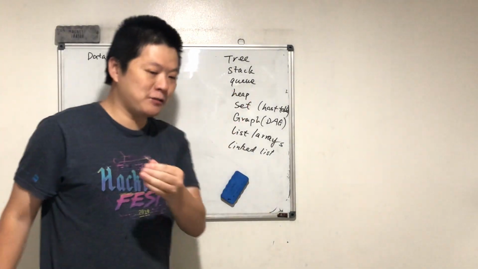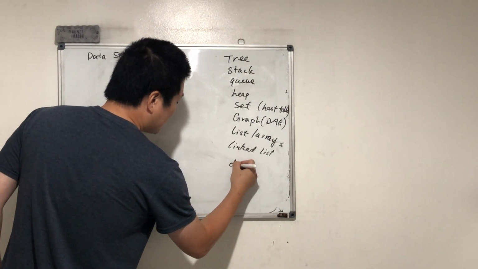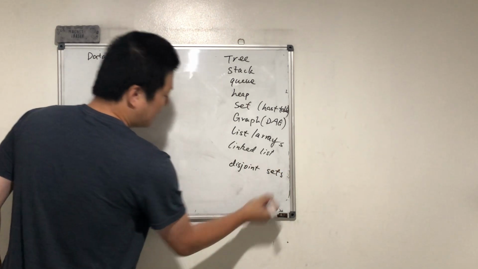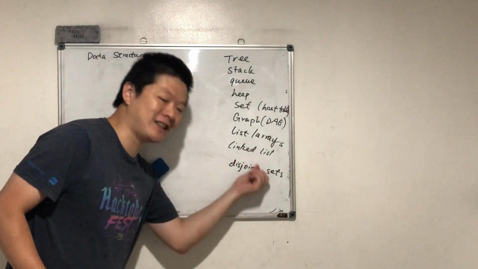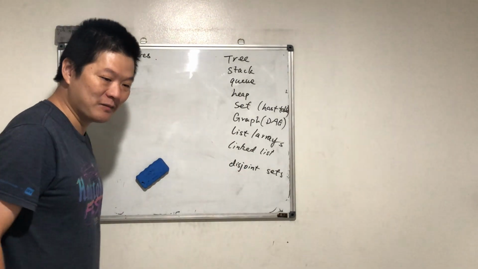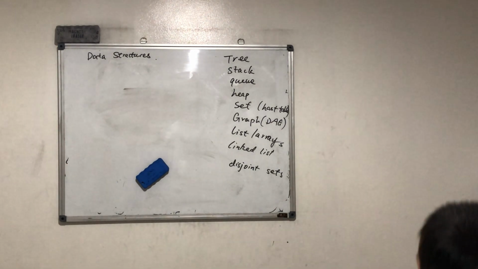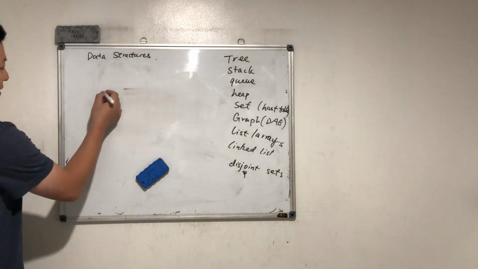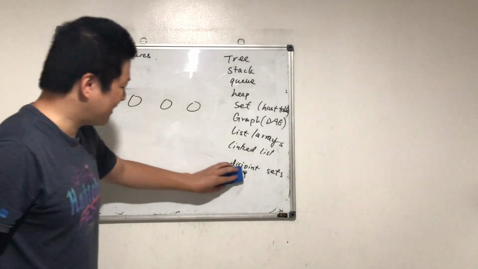Today we're going to introduce a new data structure, which is called the disjoint set. I thought you said union-find, which is an algorithm that uses the disjoint set. Okay, disjoint. What does disjoint mean? You break up the set. We break up the set like that.